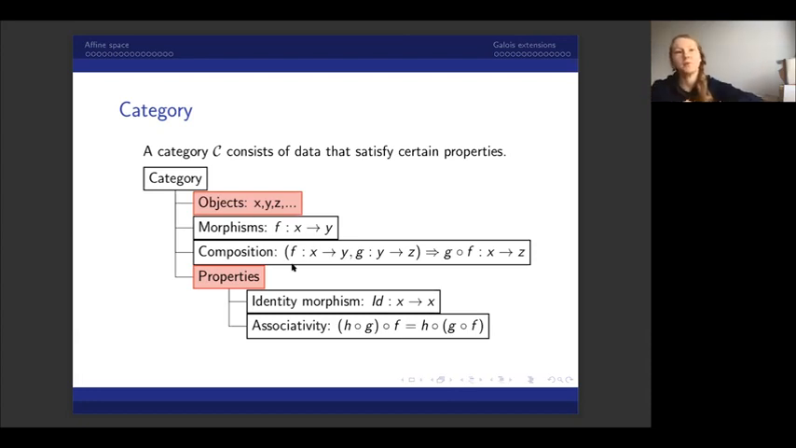And you have two more properties. You have something called the identity morphism, so you map X to itself, right? And you have associativity. If you compose H with G first and then with F, this amounts to composing H with the composition of G and F, right? So you have associativity here. And so the category is defined in this way.